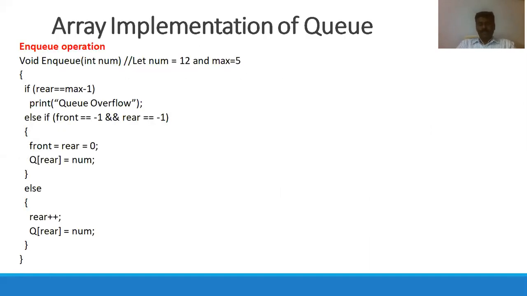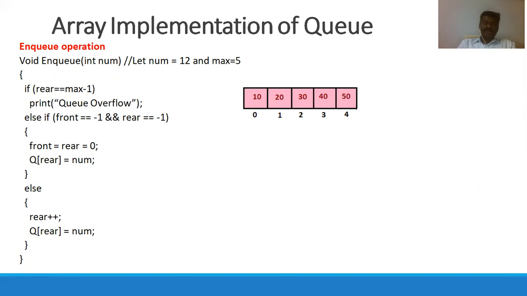A simple example: I'm going to explain the array implementation of queue. Enqueue operation is nothing but the insert into queue operation. Insert is just a function name, enqueue. Rear equal to max minus 1 means, listen, here you have a rear position. I want to insert five elements: at the 0th location 10, first location 20, second location 30, third location 40, and fourth location 50. I inserted 5 elements in the queue.